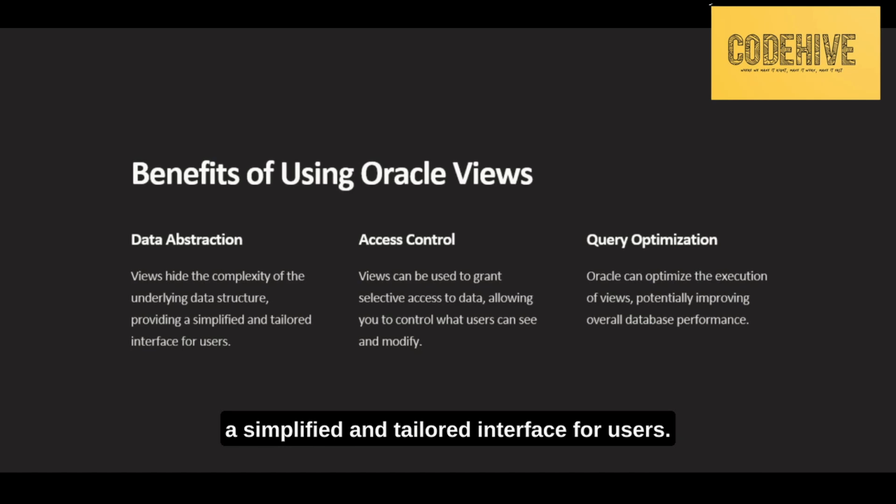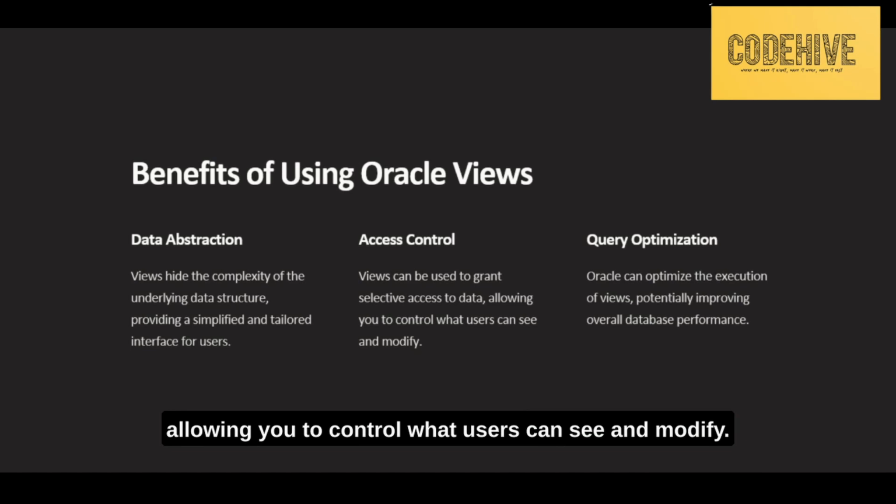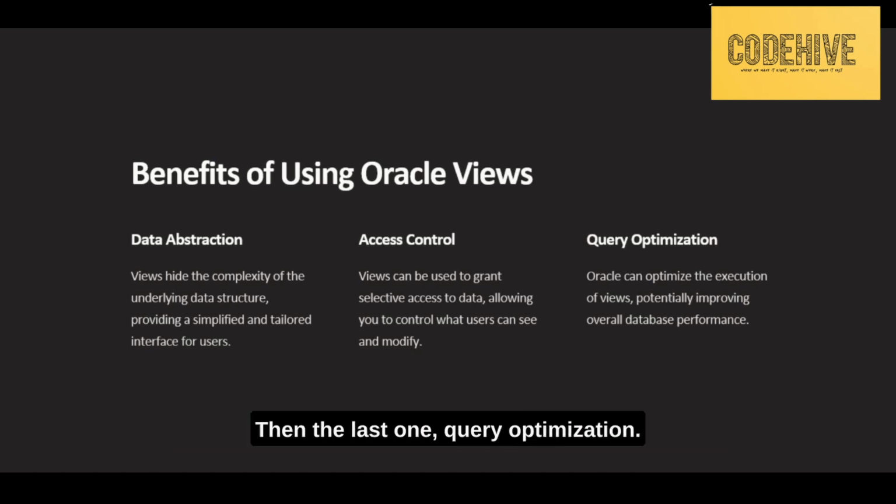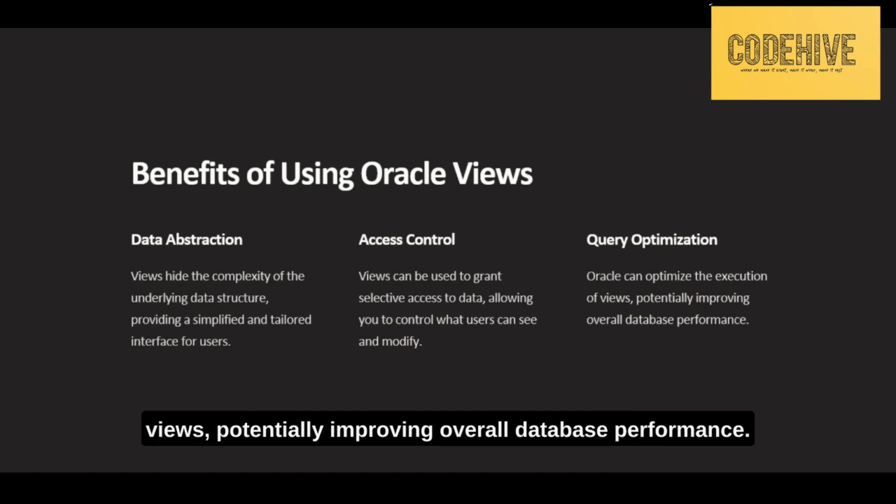Okay, so for data abstraction, it hides the complexity of the underlying data structure, providing a simplified and tailored interface for users. Access control: views can be used to grant selective access to data, allowing you to control what users can see and modify. Then the last one, query optimization: Oracle can optimize the execution of views, potentially improving overall database performance. So those are the benefits of using Oracle views, right?